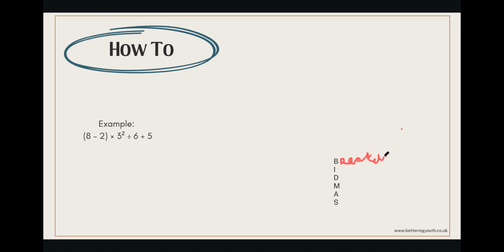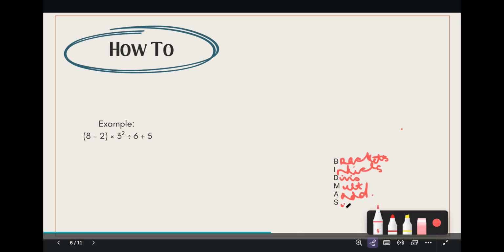You'll see how small I can write these. What about the I? What does the I stand for? Indices, right, which is something that we might also call exponents. Now your indices also include your square roots, not just your square numbers. D is for division. Well done. M is for multiplication. Excellent job. A is for addition. You're off to the races, guys. And S is for subtraction.